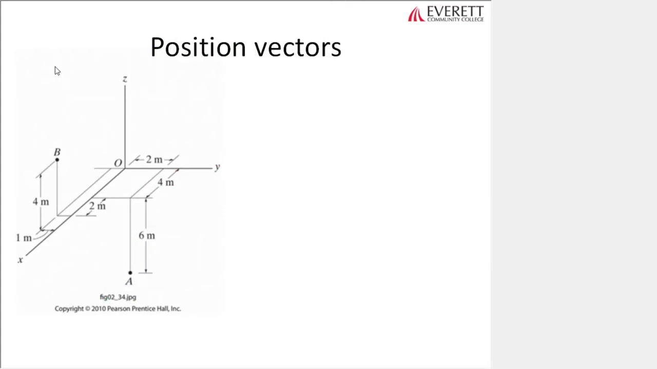So, position vectors. I want to talk about dimensions really quick. Does anybody know what I mean when I say dimension? Like, what's a dimension? How do you define a dimension? So any measurable quantity is a dimension. Within each dimension exist units.